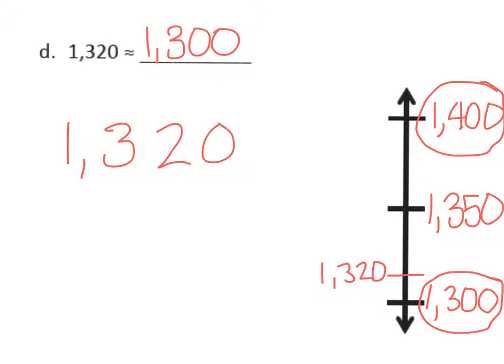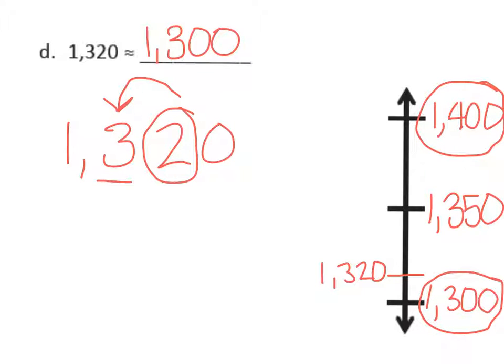I have 1,320. I'm going to underline the digit in the hundreds place. I'm going to circle the digit to the right of the underlined digit. Now remember, the circle digit is going to tell the 3 what to do. So is the circle digit 5 or more and will tell the 3 to go up 1? Or is it 4 or less and will tell the 3 to stay the same?